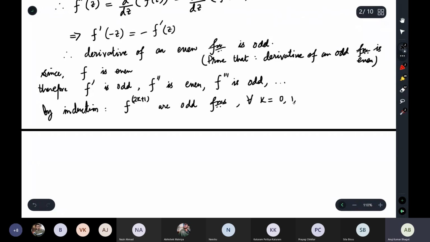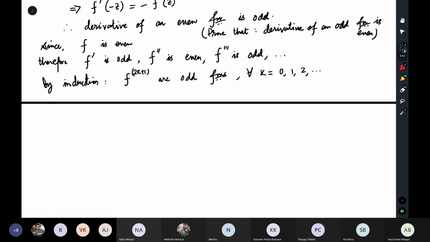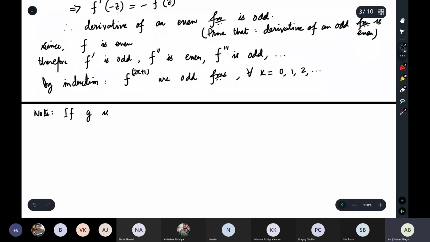Zero, one, two. Do you agree with this line which I have written? Yes, sir. Now one thing to note, if g is an odd function, then g of 0 is 0. The proof is extremely simple. I can show you the proof.